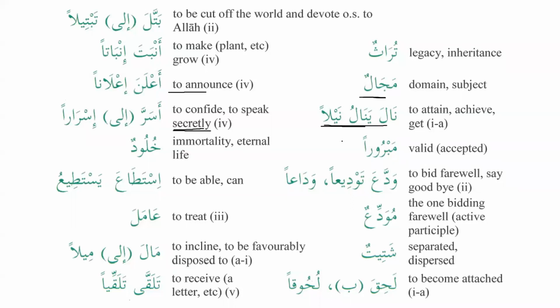Lan tanalul birra hatta tunfiqu mimma tuhibbun, right? So lan tanalul birra, you can't reach. So to attain, to achieve. So this is also a very important verb. Khuludun, khalada yakhludu, khuludan is immortality or eternal life. And similarly we have khalidina fiha, those ahlul jannah, they will live in Jannah forever.